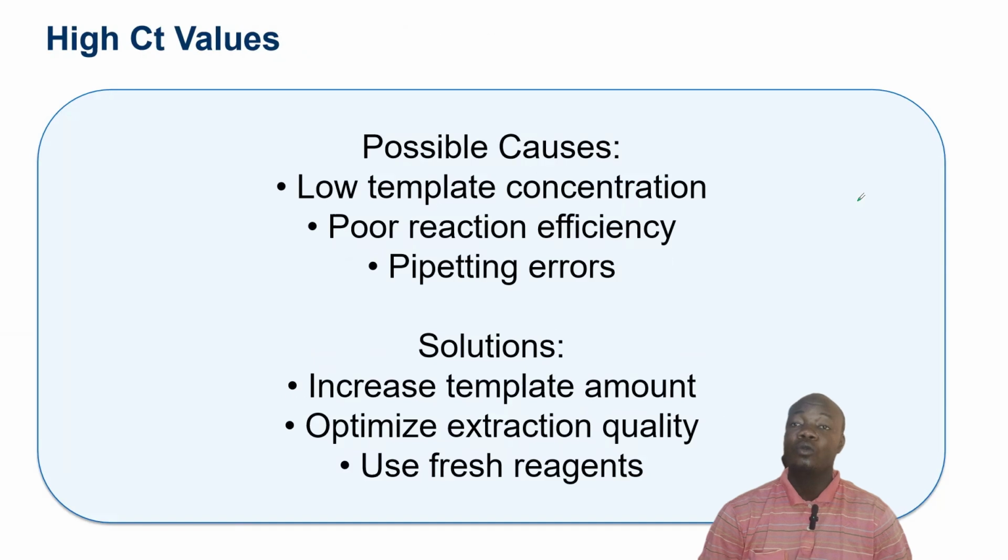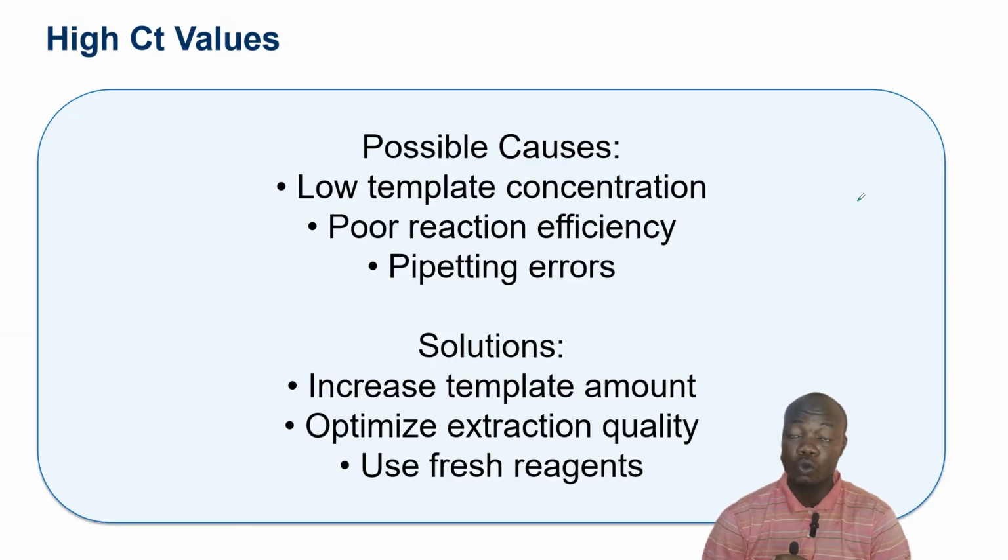So now, what if you have high CT values? High CT values are also problematic in qPCR. So what are the possible causes of high CT value? Number one, low template concentration. If the concentration of your template is very low, there is a likelihood that you are going to have a high CT value. Poor reaction efficiency and pipetting errors, all these are the major issues that can cause high CT values.